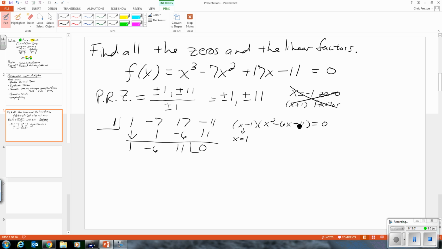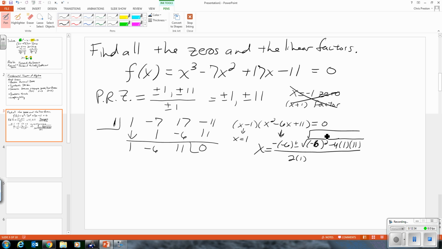It doesn't factor. Factors of 11 that add to give you 6? 1 and 11 make 12. Not going to work. But it is a quadratic. So that's why I needed to make sure I knew the quadratic formula. Let me use the quadratic formula. x equals negative b plus or minus the square root of b squared. B is 6. 6 squared minus 4 times 1 times 11, that's 4ac, all over 2 times 1. And I'm going to work this out.